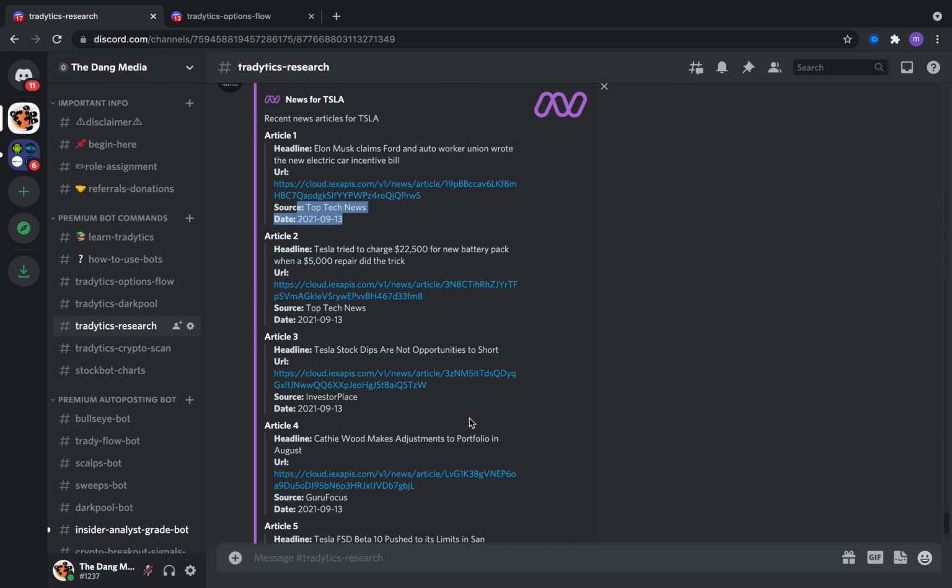You can do this for any stock. Also, when you're entering a command for a stock and you see something like the bot saying there's not enough data for this stock, that just means that there's either no options for that stock, or the options for that stock aren't liquid enough. So the bot doesn't have enough information to put AI predictions together. Moving on.